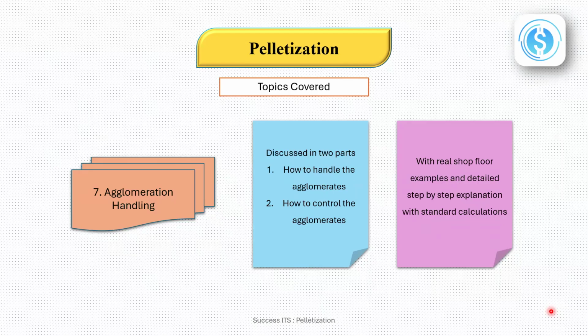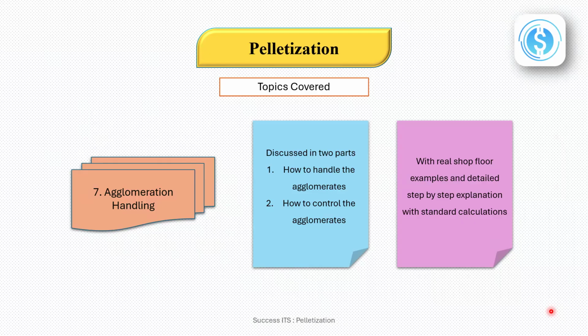In the seventh session, we will learn about agglomeration in the pellet manufacturing process and understand how to handle and control it effectively. Agglomeration is unwanted sticking of two or more pellets together during processing, especially during the coating process. If it is not controlled properly, it can lead to oversized pellets, poor coating uniformity, reduced product quality, and even batch rejection. This topic is divided into two parts.